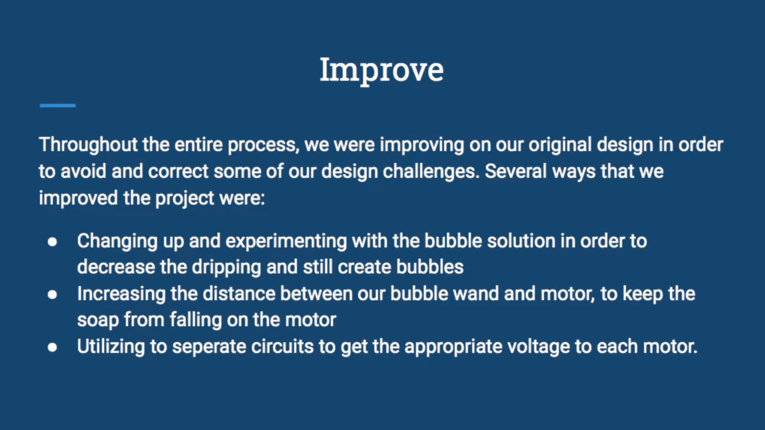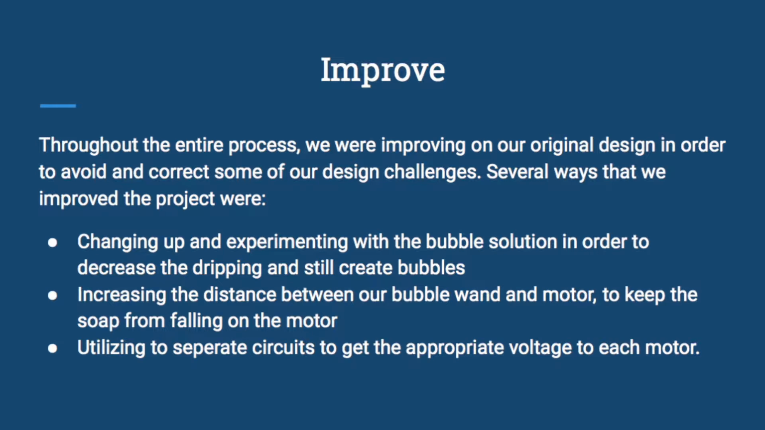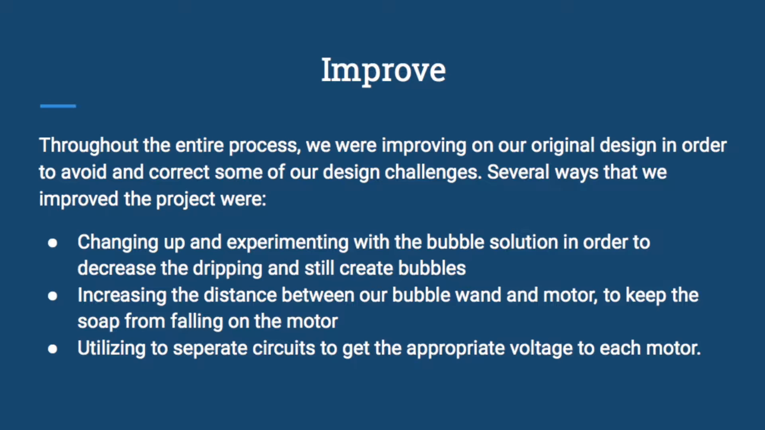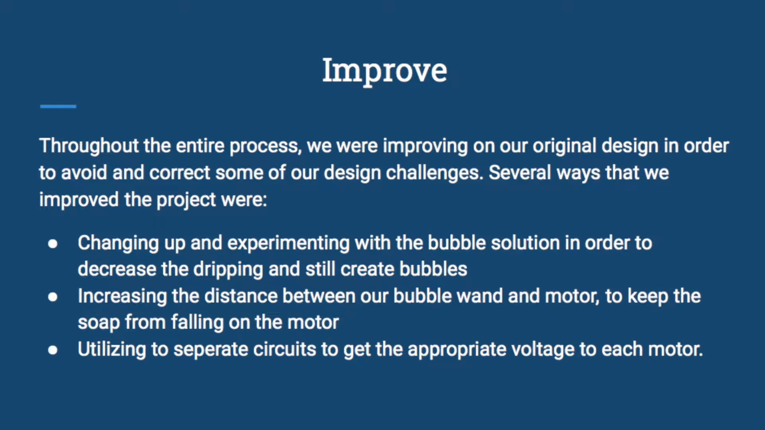The last step of the design process is to improve. Throughout the entire process, we were improving on our original design in order to avoid and correct some of our design challenges. Several ways that we improved the project were changing up and experimenting with the bubble solution in order to decrease the dripping and still create bubbles, increasing the distance between our bubble wand and motor to keep the soap from falling on the motor, and utilizing 2 separate circuits to get the appropriate voltage to each motor.